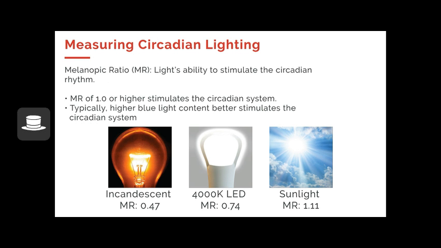So we can go out and measure circadian lighting, and it is done with what we call melanopic ratio. If we have a melanopic ratio of 1 or higher, it really stimulates our circadian system by suppressing our melatonin. But at nighttime, we need a very, very low melanopic ratio, which will help us maintain and produce melatonin.